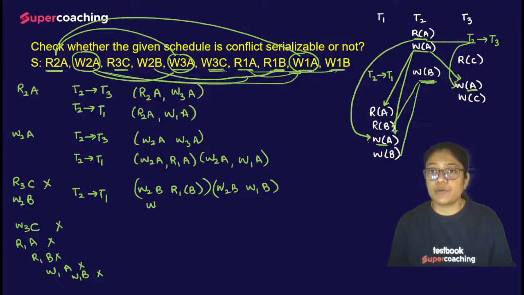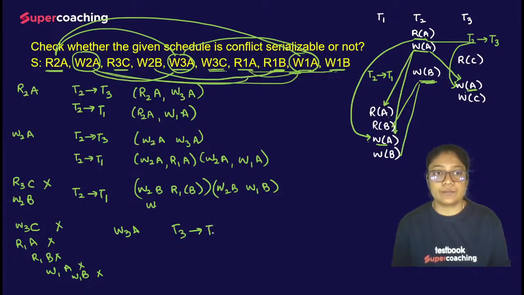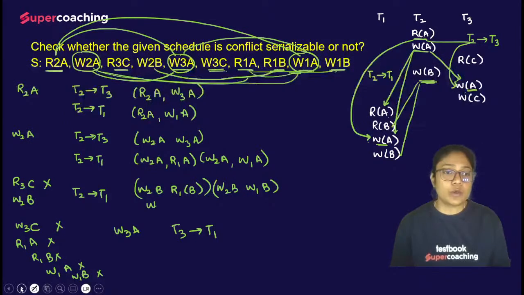This performed the write operation and this is performing the read operation. We have already considered this, right? Did we consider this? W3 of C and W3 of A. I guess we forgot this W3 of A. So from W3 of A you get one conflict pair. This is writing and reading, W3, T3 to T1. So here we got all the possible conflict pairs.